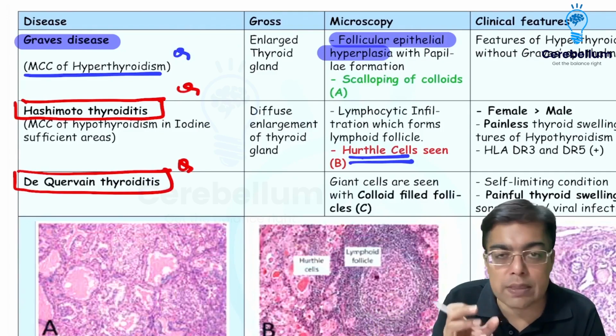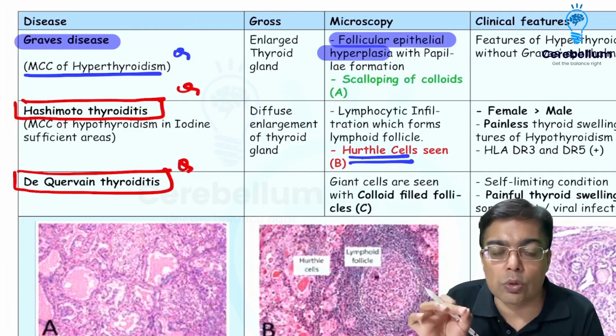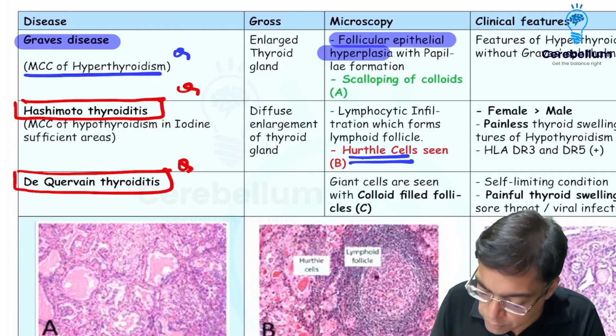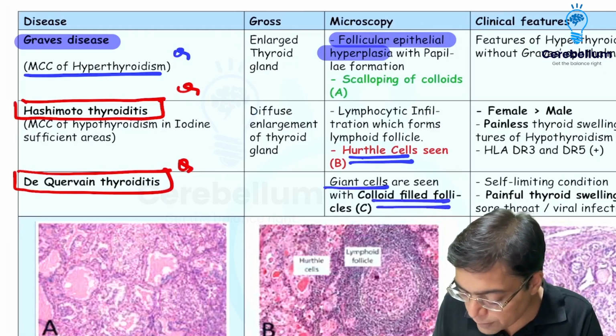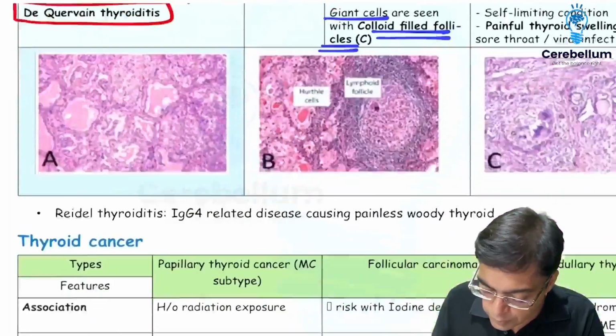Maybe patients will be requiring some bit of analgesics in the initial phase, but classical history of a female having a sore throat or a viral infection, then she's having the presence of a painful thyroid, and microscopically it is going to be having the presence of giant cells which are going to be seen, and the presence of the colloid filled follicles, right? So that's what we need to remember over here.